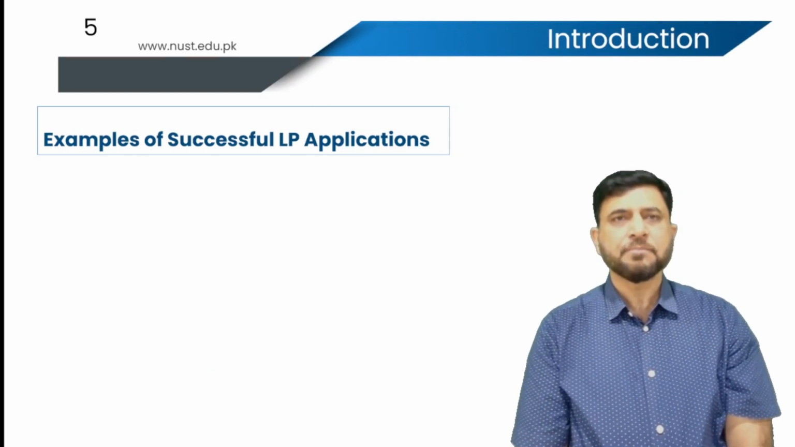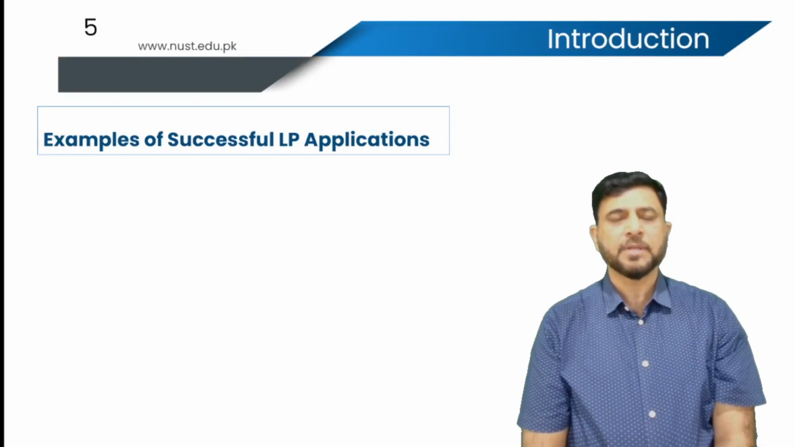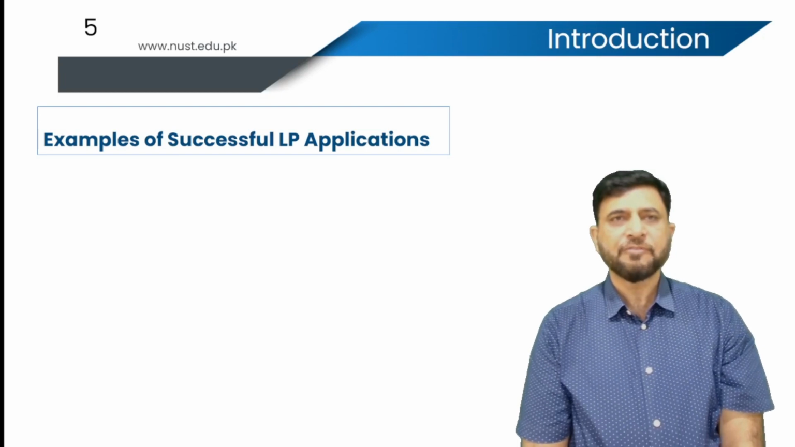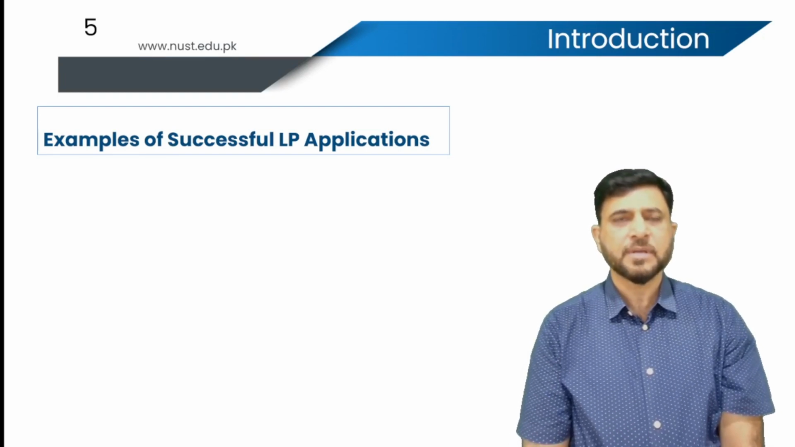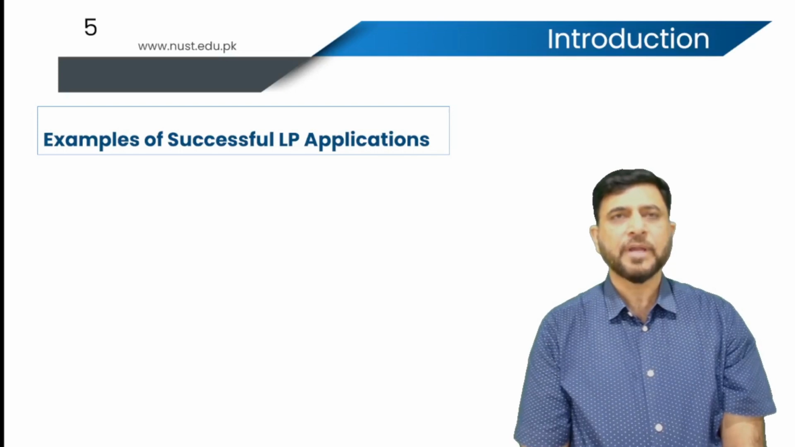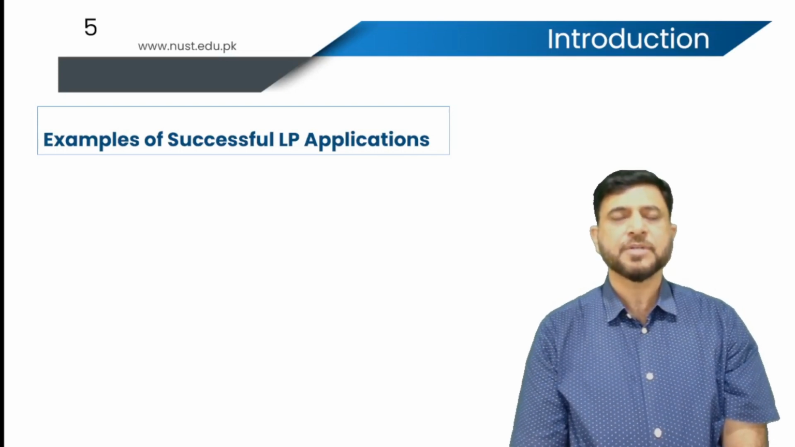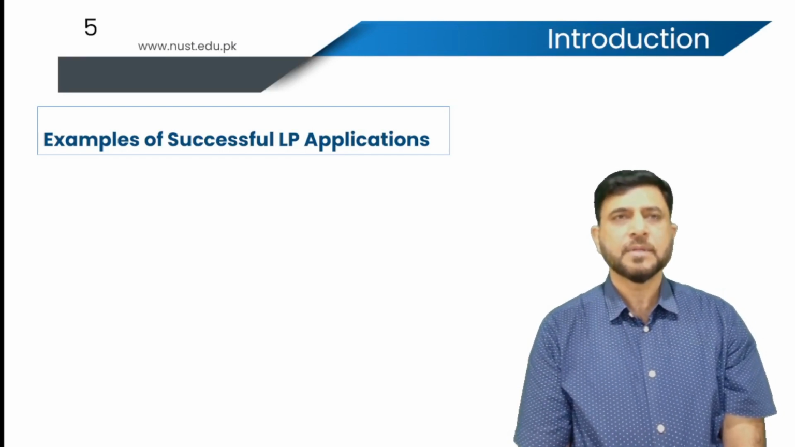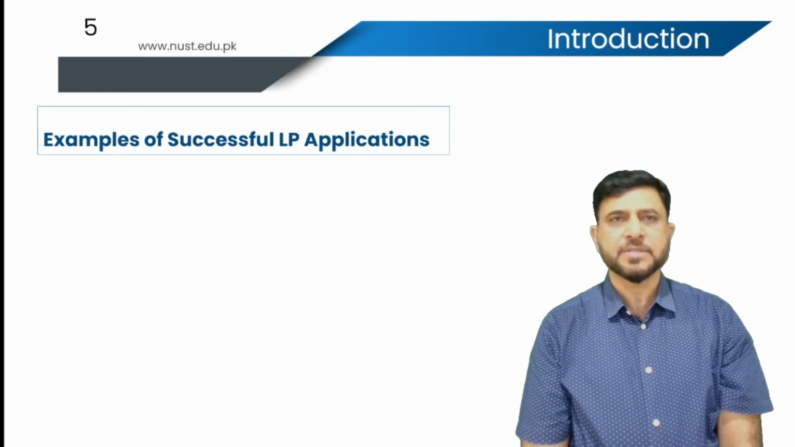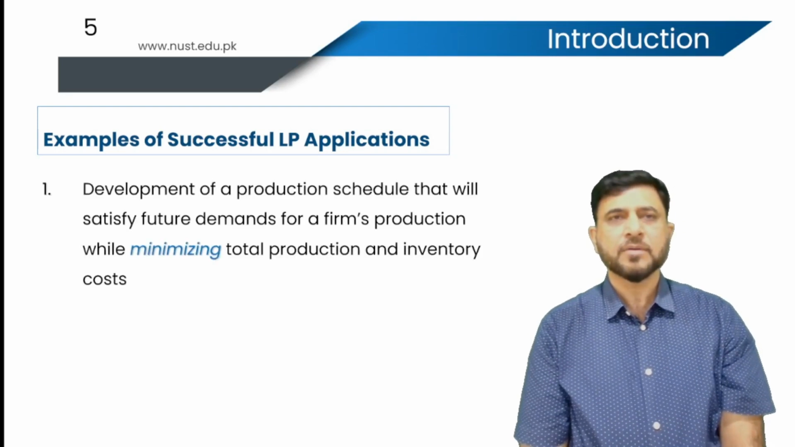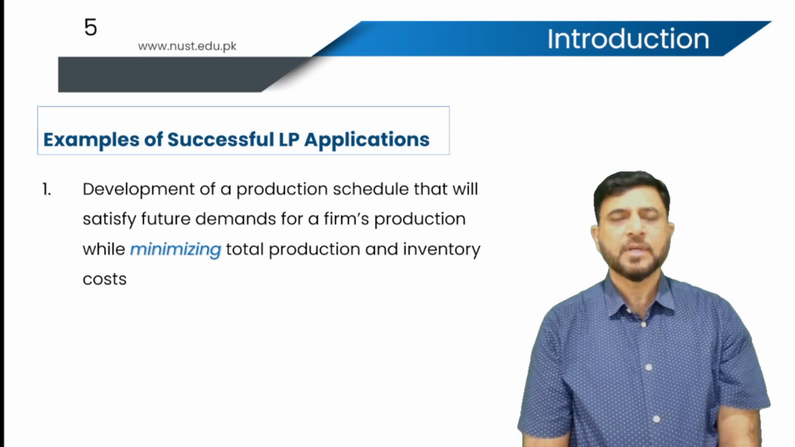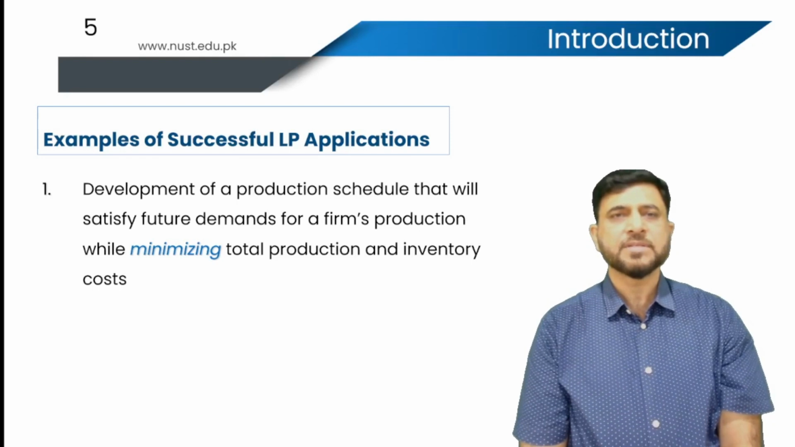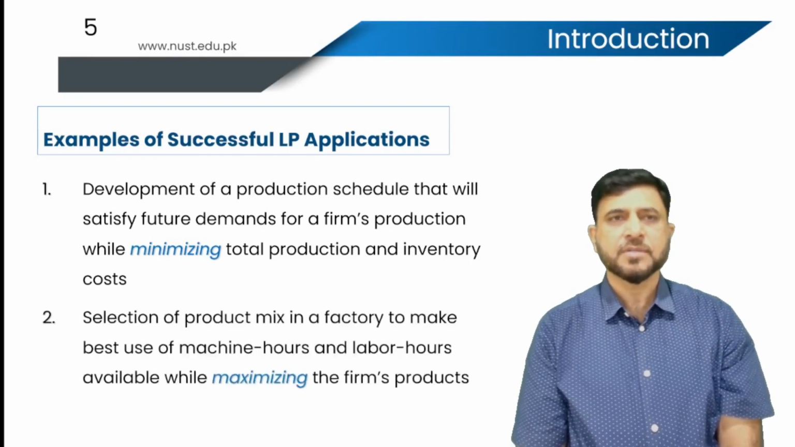Coming to certain examples of successful linear programming applications. There are a number of examples around you. You definitely come across different types of examples in which you have to find maximization or minimization problem. In other words, you have to optimize certain problems, either maximization or minimization. You may come across development of a production schedule that will satisfy future demands for a firm's production while minimizing total production and inventory cost.